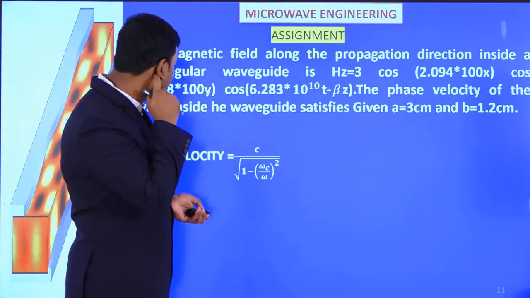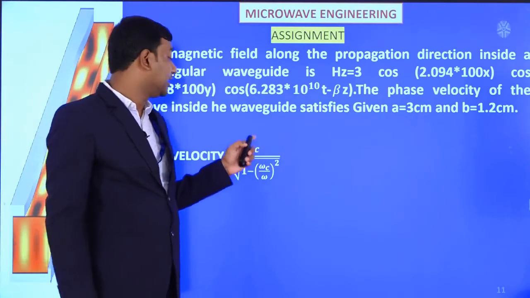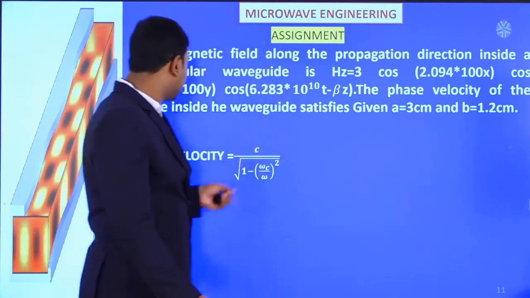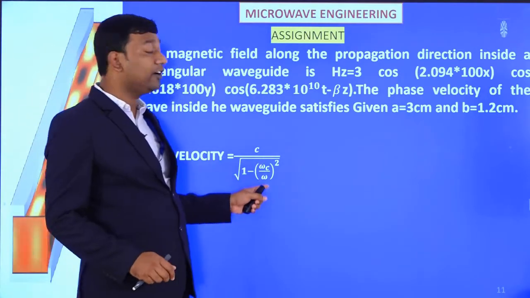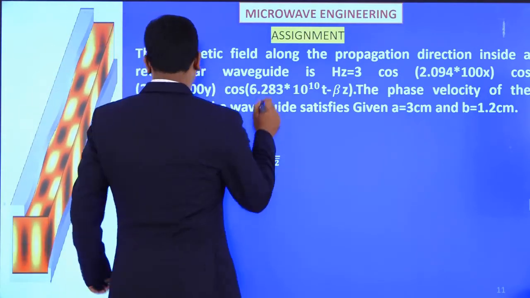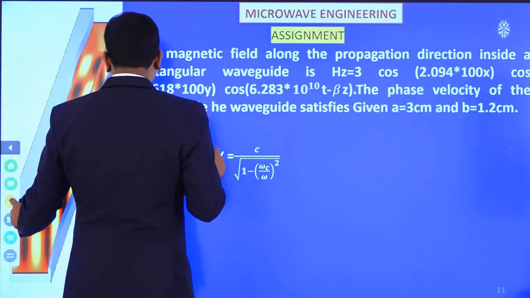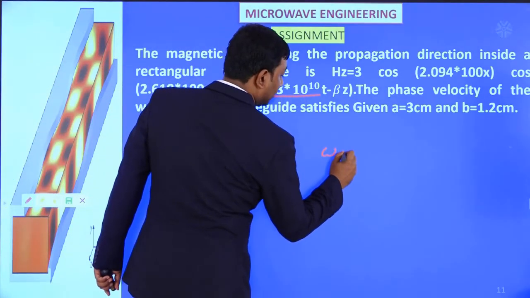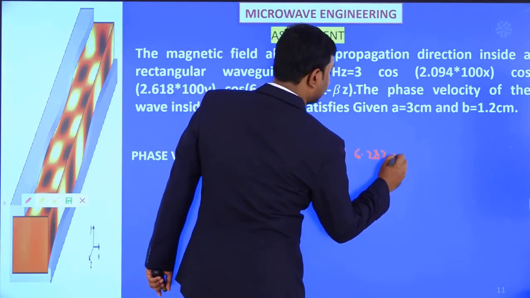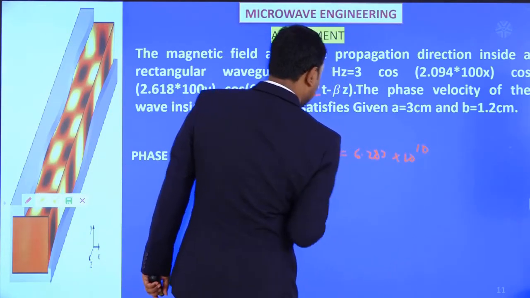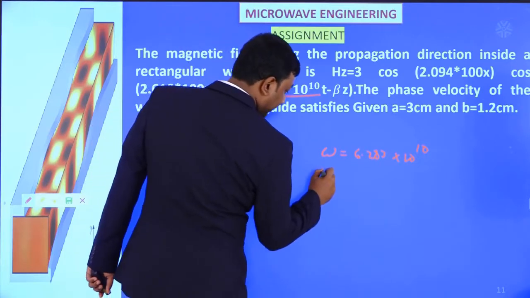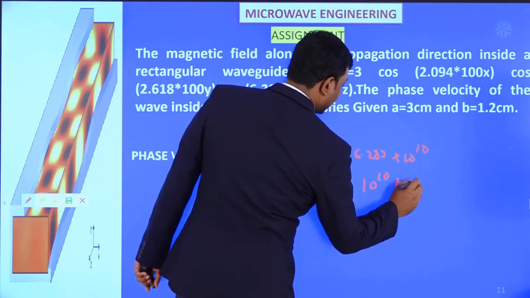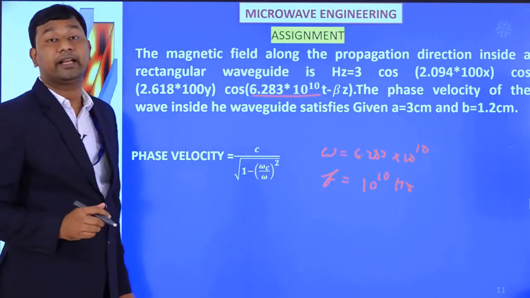So whenever we find out the phase velocity, we know the equation is C divided by root over 1 minus (omega C by omega) whole square. So first we will find out the values of omega C and omega. The omega value we can find out from this equation. So omega t minus, so omega equals 6.283 into 10 to the power 10. Okay. So we can convert it into F also. So F will be 10 to the power 10 Hertz. Or we can mention it as F equals 10 gigahertz.